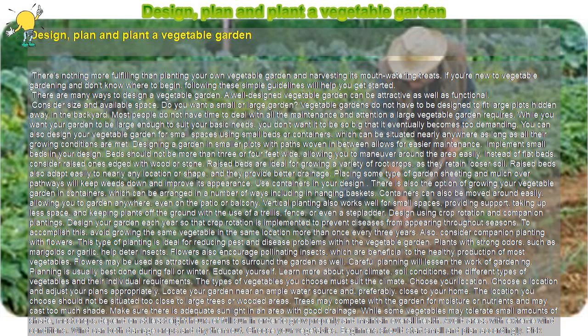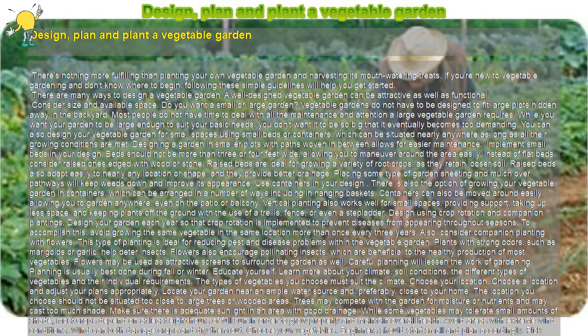Design using crop rotation and companion plantings. Design your garden each year so that crop rotation is implemented to prevent diseases from appearing throughout seasons. To accomplish this, avoid growing the same vegetable in the same location more than once every 3 years.